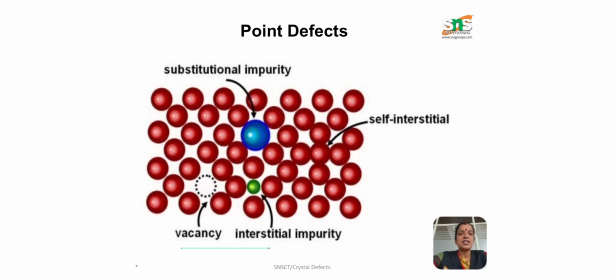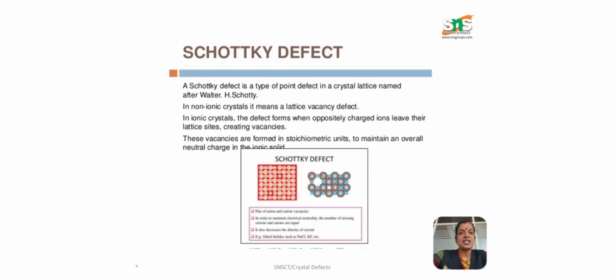So in this picture we can see some point defects. The first one is the substitutional impurity. This is nothing but a foreign atom replacing the parent atom. Self-interstitial means the same atom is placed in the interstitial position, and vacancy is nothing but the missing of an atom. Interstitial impurity is nothing but a foreign atom placed in the intermediate position of the structure.